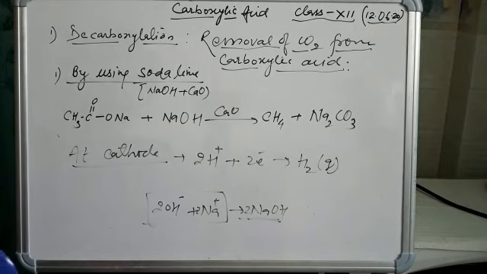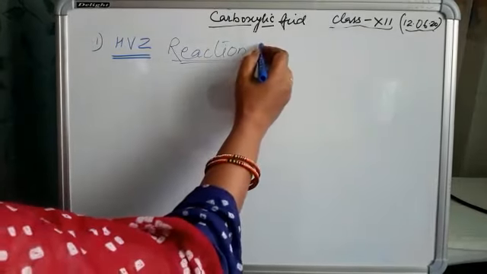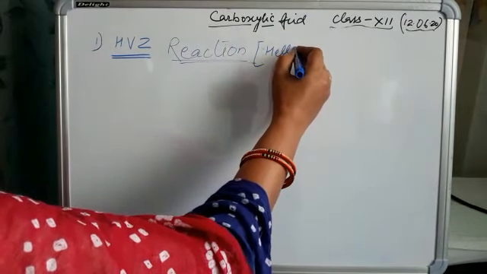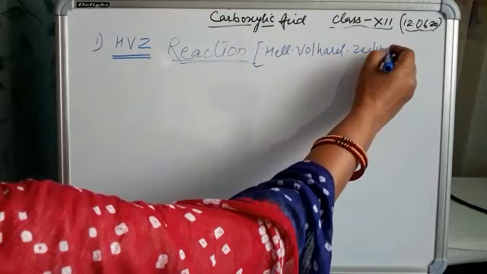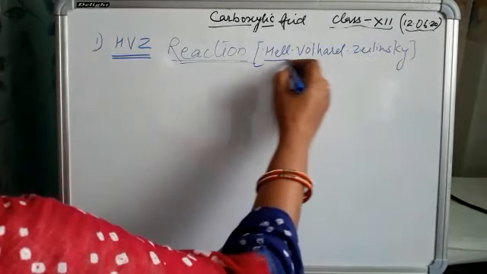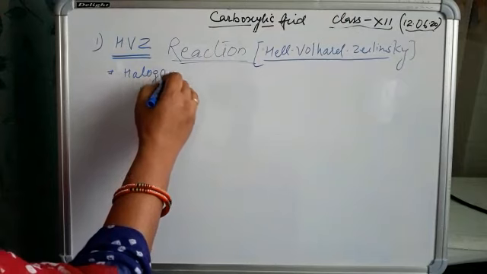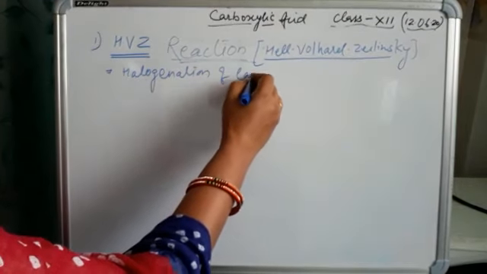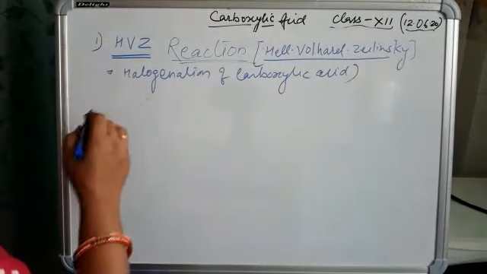Now we will discuss the next reaction. The next reaction is a very important name reaction, that is the HVZ reaction or Hell-Volhard-Zelinsky reaction, in which halogenation of carboxylic acid takes place.